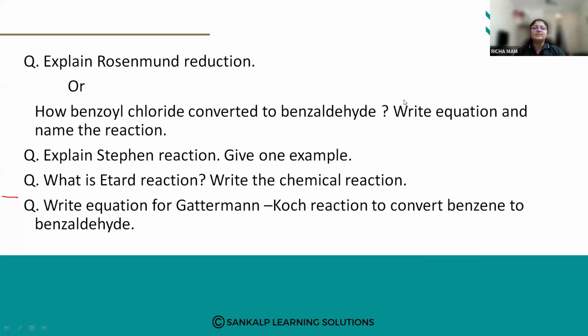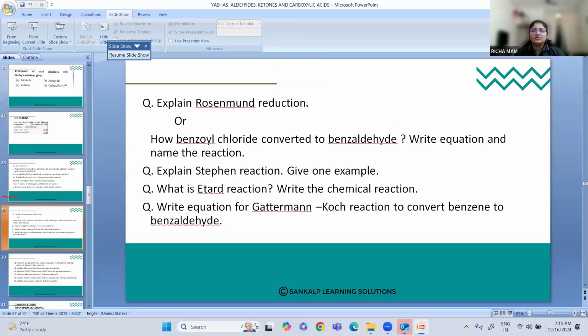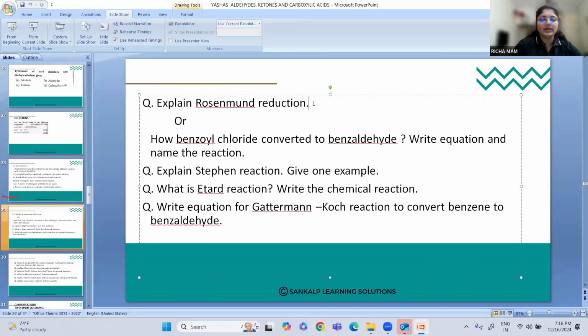Next question. Explain Rosenmund reduction. Give one example. They may ask you to give one example. So explain Rosenmund reaction. Give one example.